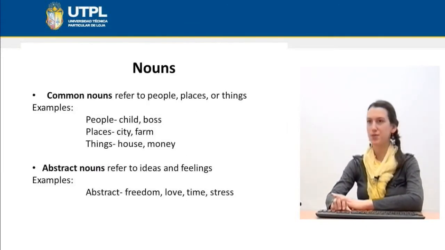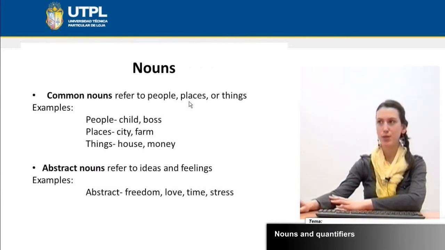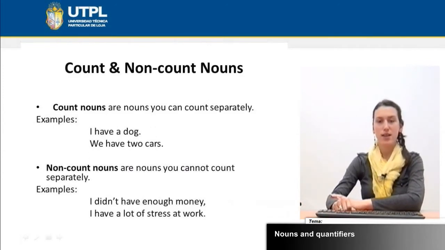Let's start with nouns. We have common nouns and abstract nouns in English. Common nouns refer to people, places, or things. For example, child, city, or a house. Abstract nouns refer to ideas and feelings: freedom, love, time, and stress. These are not material. We also have count nouns and non-count nouns.